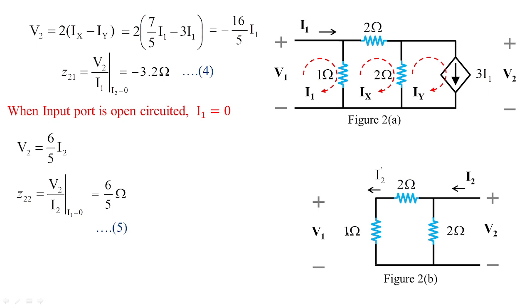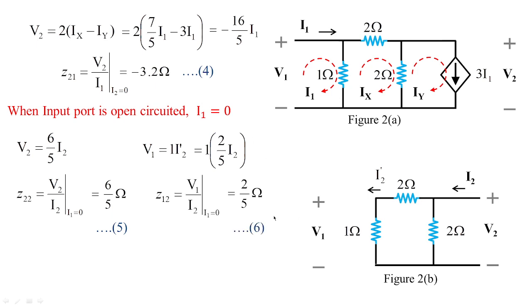V1 is the voltage developed across 1 ohm. And what is the current which is flowing in 1 ohm? That is I2 dash. And what is I2 dash? I2 dash is nothing but the total current into opposite resistance divided by sum of this parallel resistance, that is 2 plus 1 plus 2, it becomes 5. So 1 multiplied with opposite resistance is 2, total current here it is I2, divided by 5. So Z12 can be obtained as the ratio of input voltage to output current, where input current is equal to 0, as 2 by 5.